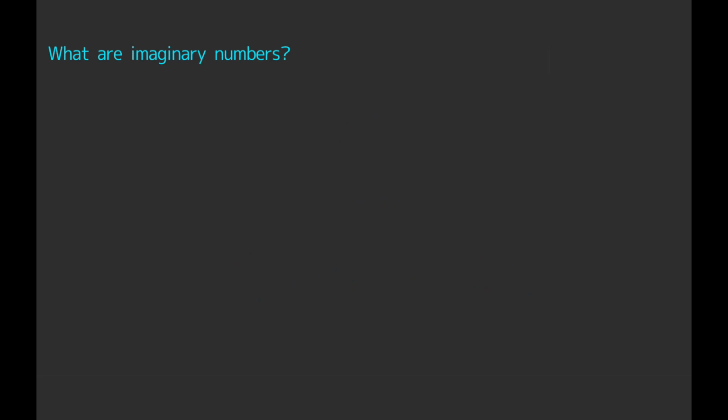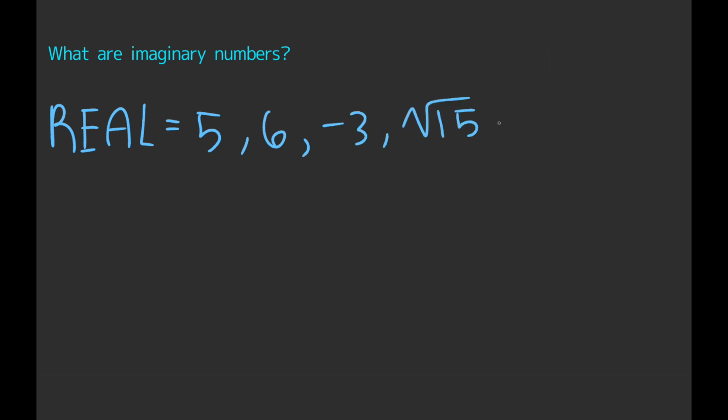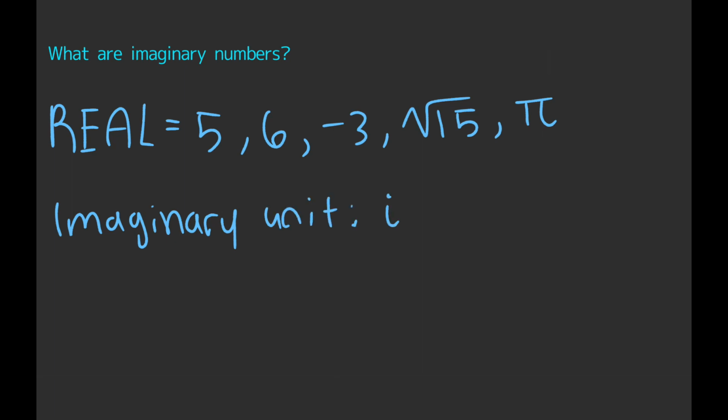What are imaginary numbers? Up until this point, all the numbers you've been learning about have been real. Numbers like 5, 6, -3, the square root of 15, and pi are all real numbers. As the name implies, imaginary numbers aren't real. We represent imaginary numbers using the imaginary unit i, which equals the square root of -1.